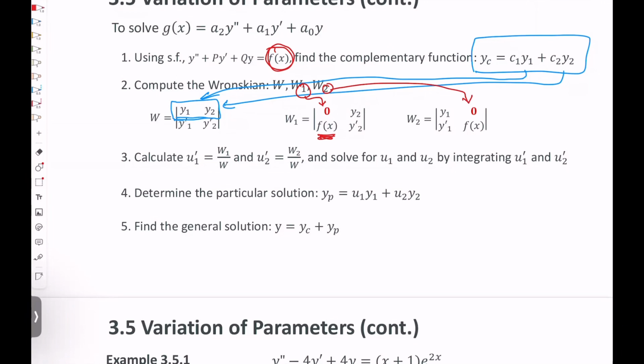Then what do we need to do? We're going to let U1 prime equal W1 over W, and U2 prime equal W2 over W. And you need to find U1 and U2 by taking the integral of both sides. And then yp equals u1 times y1 plus u2 times y2. And then the general solution again is y equals yc plus yp.